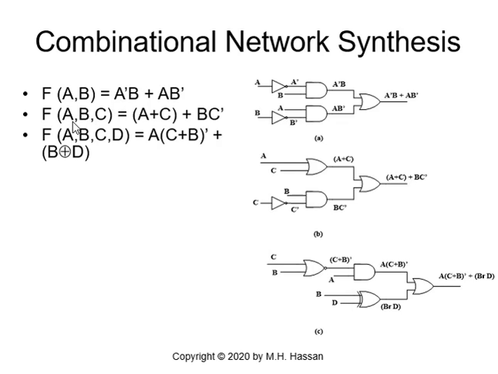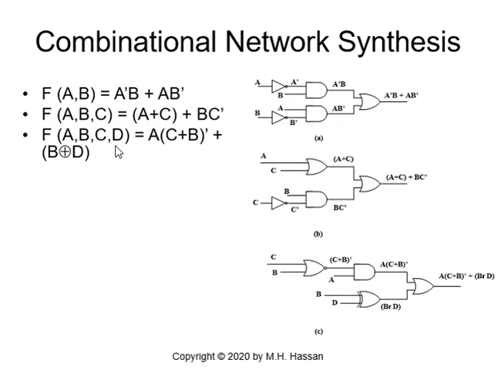Now if we take a three-variable function f of a, b, and c as an example, it is a or c or b c prime. So we need an OR gate to OR a and c. For the first term, we'll take a and c to an OR gate and we'll get a or c. We'll complement c to get c prime. Then we'll AND it with b to get b c prime. Then we will take this term or this term to get a or c or b c prime. And this will be the synthesis of the second function f of a, b, c.